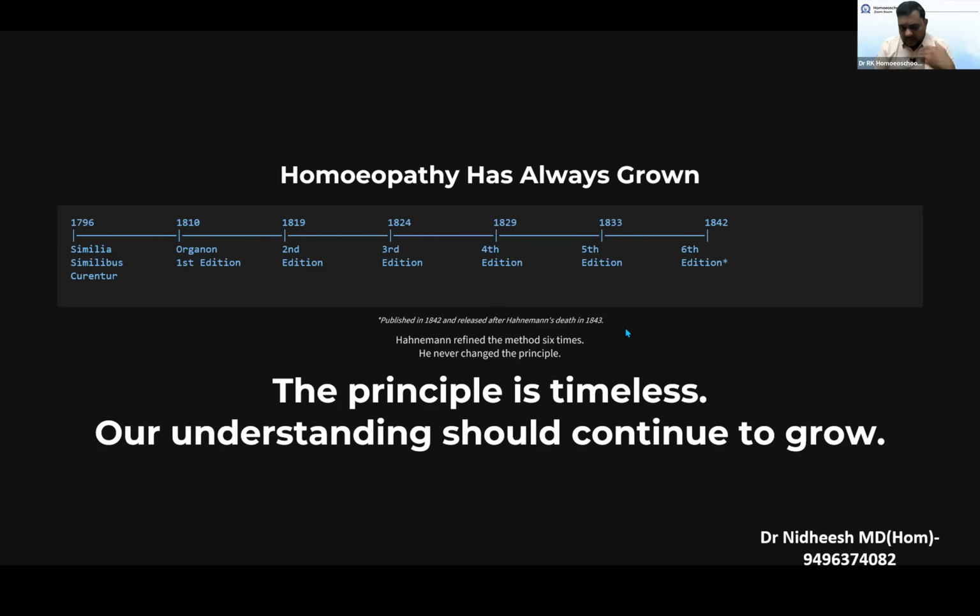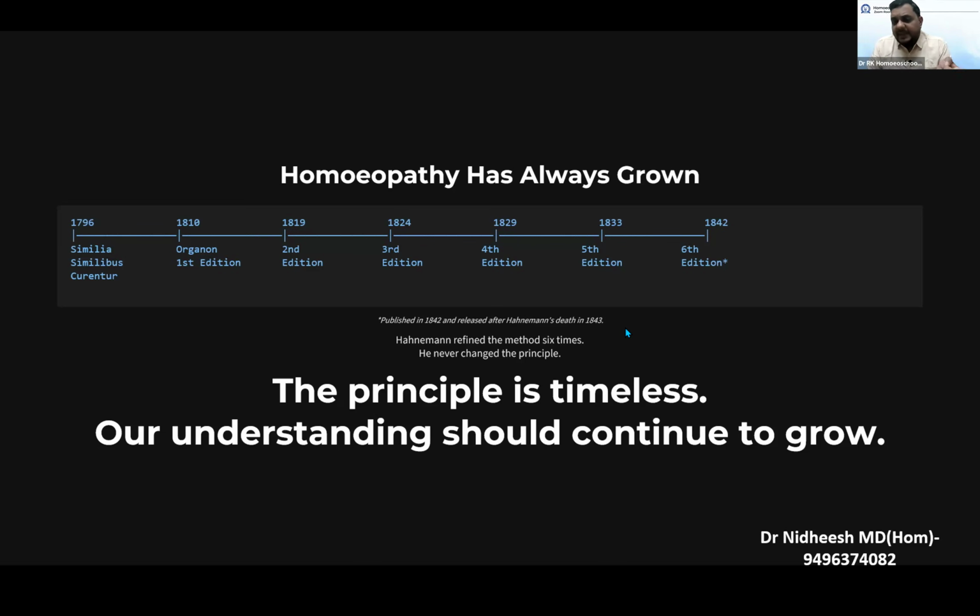So I have slightly modulated the theory of the law of similars from similia similibus curentur, that is, the medicines which can produce similar symptoms can cure similar symptoms, to: the medicines which can produce similar physiological alteration can cure physiological alteration. Why? Because in a healthy human being, when you give Bryonia, the drug causes some physiological alteration inside his body, which makes his body produce the symptomatology of Bryonia.